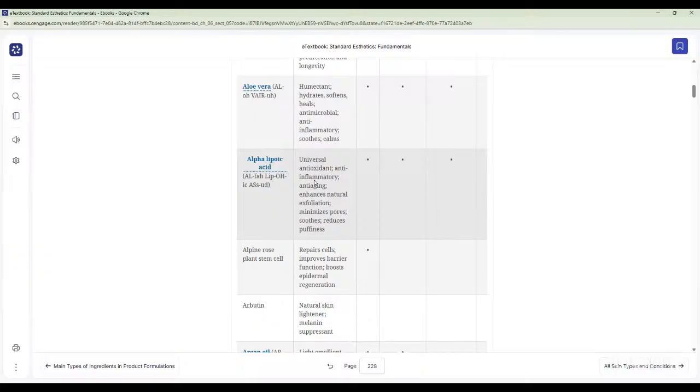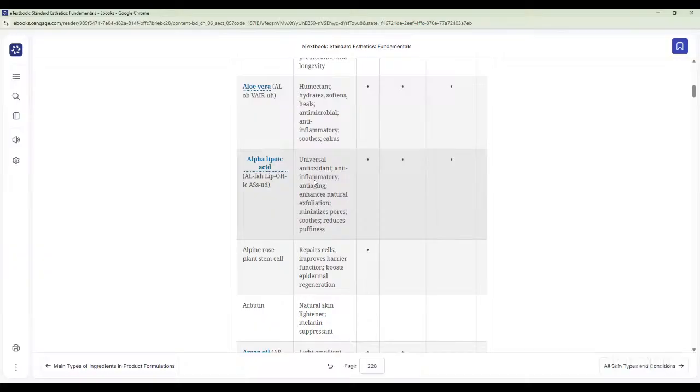If the pore is shrinking, that means the skin is tightening as well. So that's a great acid. It soothes and reduces puffiness. And so you'll probably find these in night creams, and great for fine lines, used around the eyes and around the mouth.